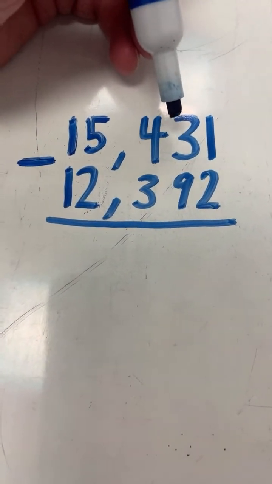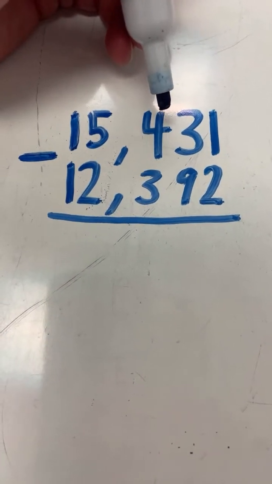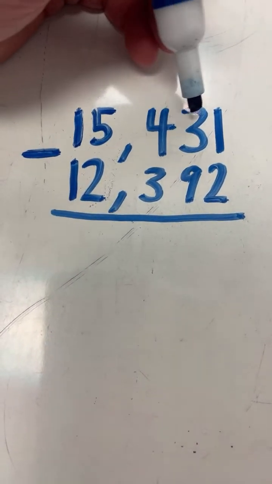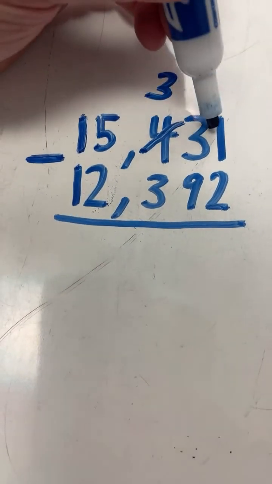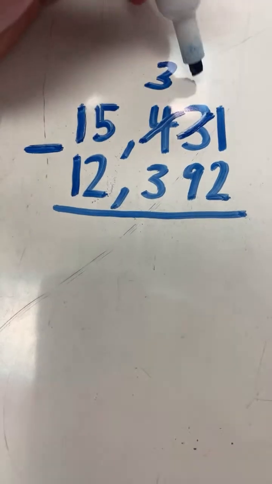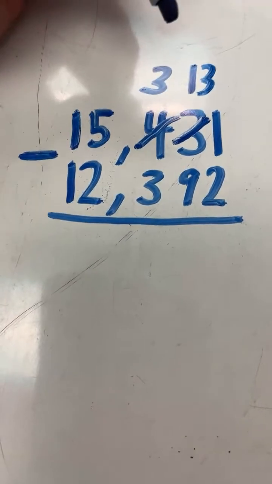So in order to regroup in the tens place, what we need to do is take a 10 from the hundreds place and add that to the tens place. So the 4 in the hundreds place is going to become a 3, and then the 3 in the tens place is going to become a 13.